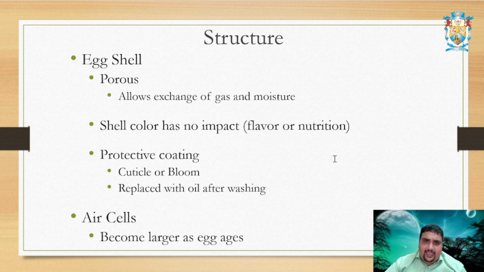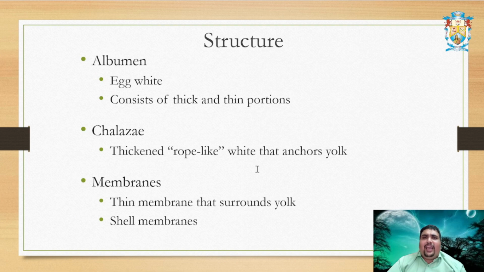Next one is the air cell. Air cell, as I told you earlier, is a small balloon-like structure that is formed when the egg ages. This happens because of the porous nature of the eggshell. The moisture in the egg white evaporates, and thus shrinkage occurs, and this leads to the air cell.